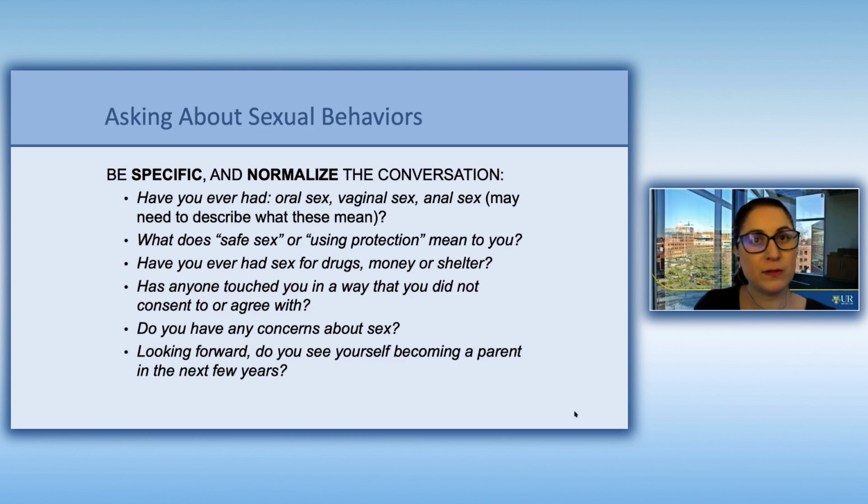Screening for abuse, so has anyone ever touched you in a way that you were not okay with? Sexual wellness, so really trying to take a sex positive approach. Do you have any concerns about sex? And again, parenthood intention. In the next few years, do you see yourself becoming a parent?